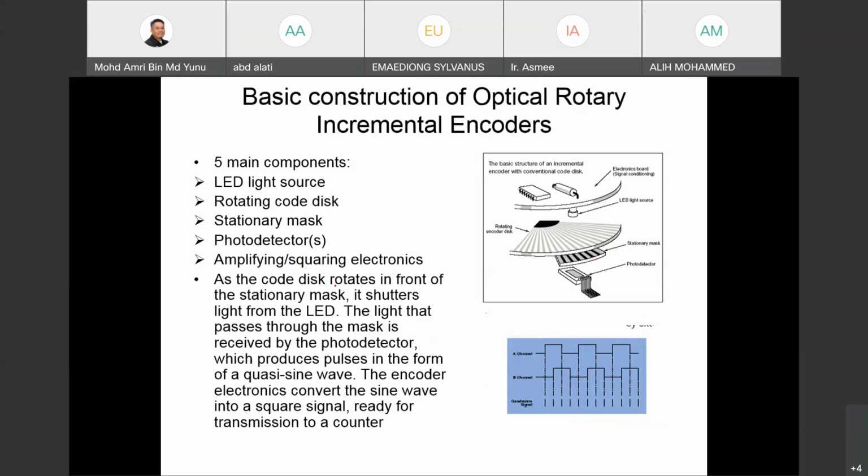As the code disk rotates in front of the stationary mask, it shutters light from the LED, and the light that passes through the mask is received by the detector, which produces pulses in the form of a close to sine wave. So basically, the encoder electronics convert the sine wave into a square signal, improving the output into square signals.